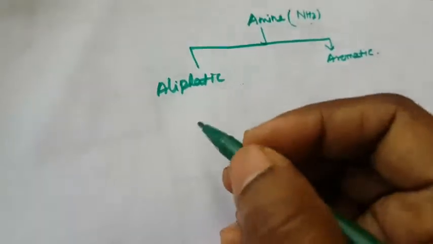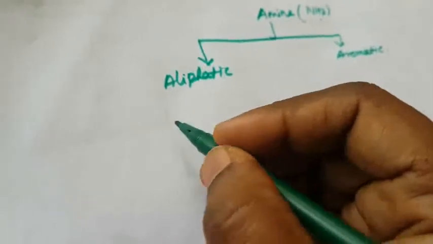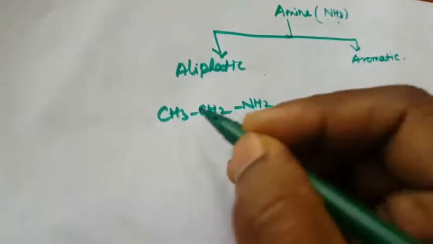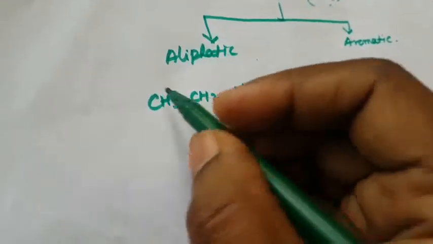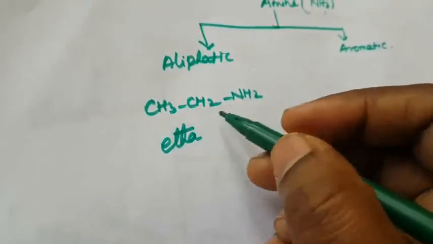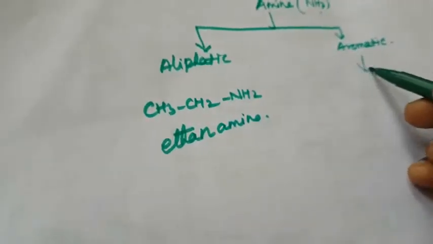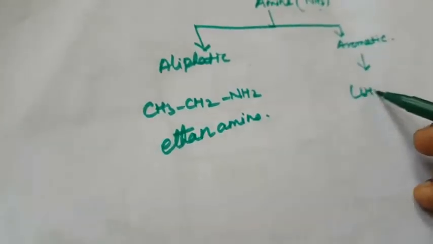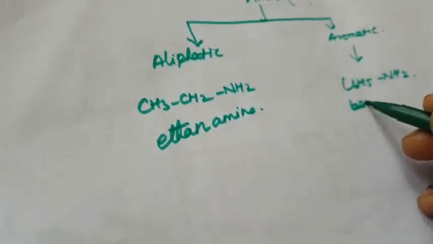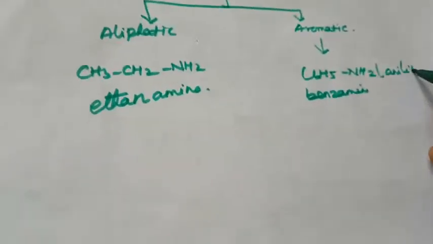What are primary, secondary and tertiary amines? Aliphatic, for example CH3CH2NH2, is straight chain. This compound is ethanamine. What is an aromatic amine? C6H5NH2 is called a primary amine, benzenamine. Another name of this compound is aniline.